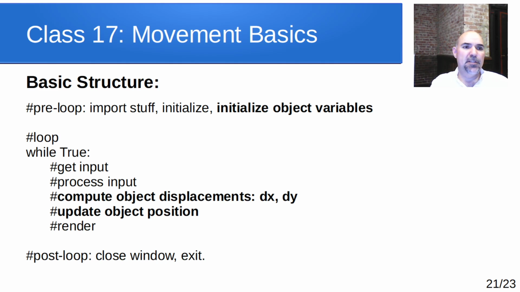Let me finish getting through this first. All right, so the idea is before the loop, we're going to import stuff like the math module, Pygame, things like that. We're going to initialize all of that stuff, make the display surface. Then we're going to initialize those object variables. And those object variables are going to include an angle and a speed. And then inside of our loop, we're going to do the typical things, but we're going to compute those displacements, dx and dy, and we're going to update the object's position. And then we're going to render everything on the screen. So the only things that are different here are this computing of these displacements.